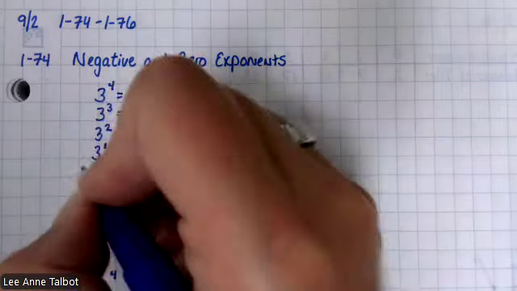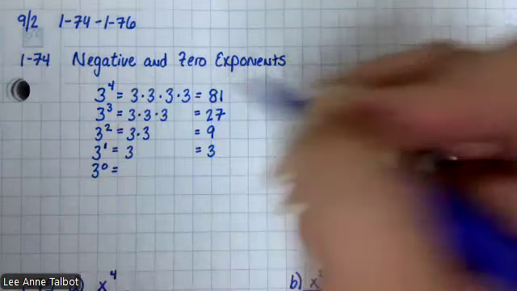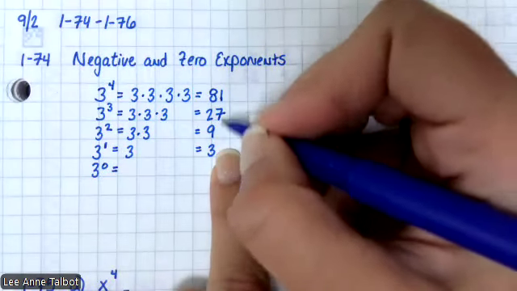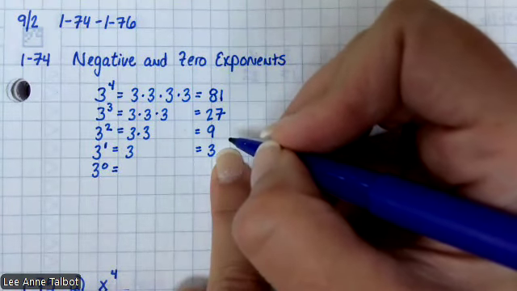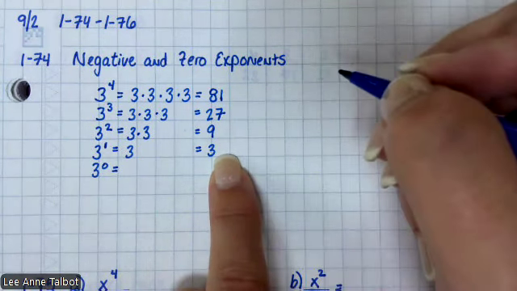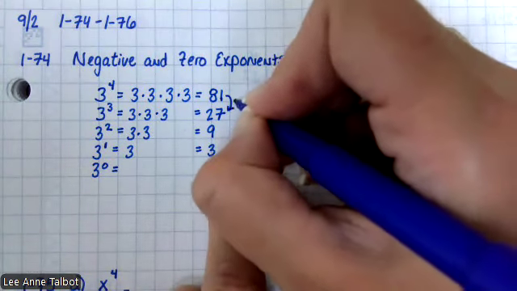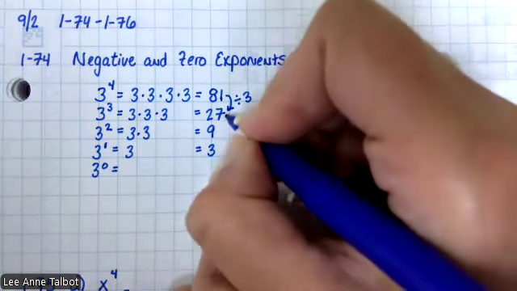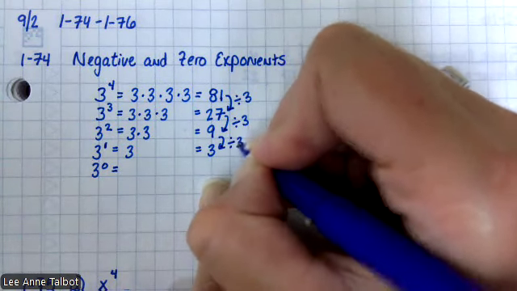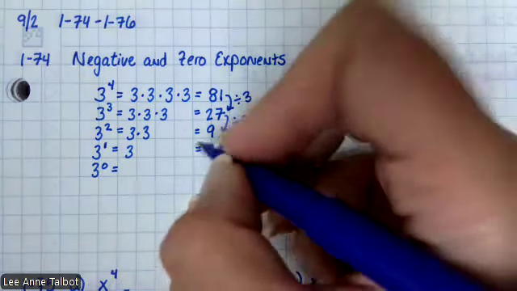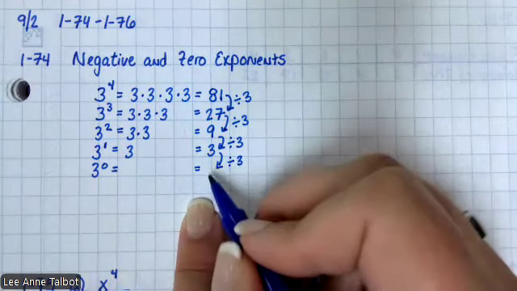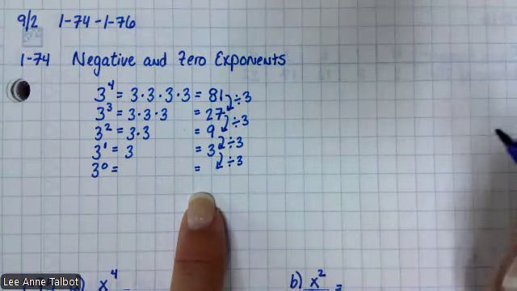Okay. Now's where it starts to get weird and we need to think. 3 to the 0 power. Okay, so what I want to do is go over to the answers over here and I want to figure out the pattern. What's happening between these numbers? Yes. Divided by 3. So this is 81 divided by 3 is 27. Divided by 3 is 9. Divided by 3 is 3. Okay, so we're going to use this to help us. What's 3 divided by 3? 1.